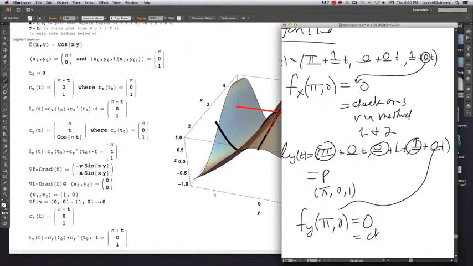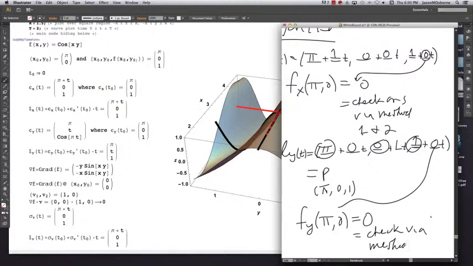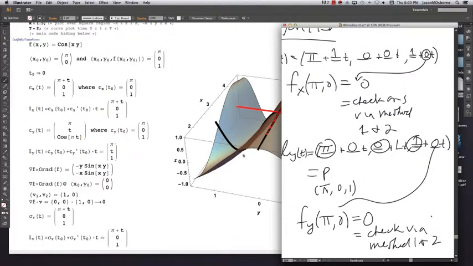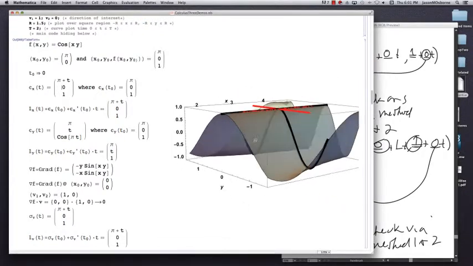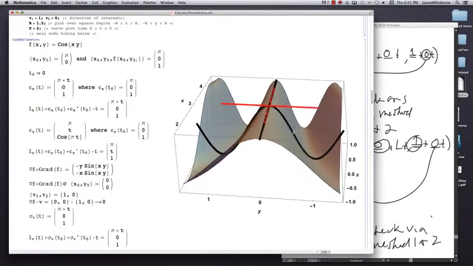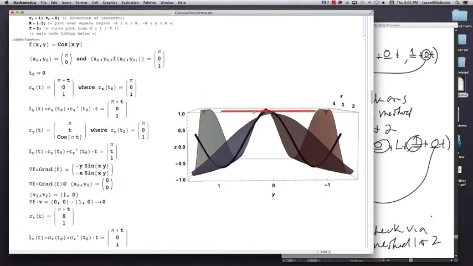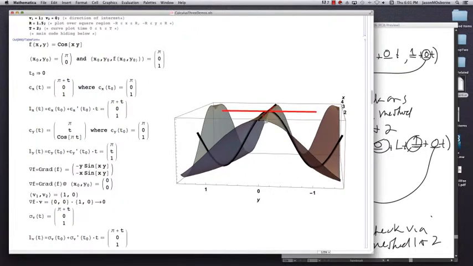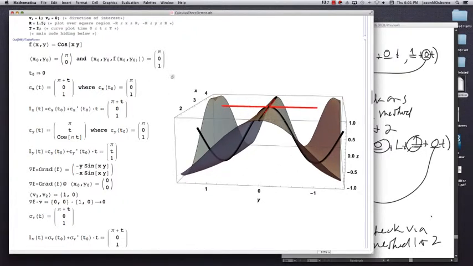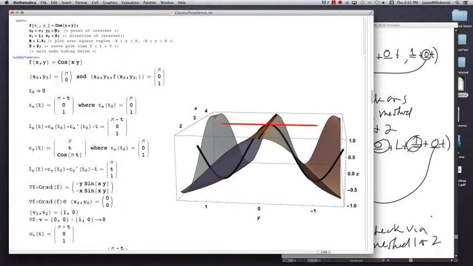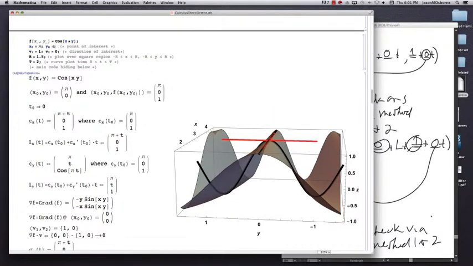And again, you should check that. Check via method 1 and 2. Okay. So those tangent lines don't look very interesting. The z value is not changing. The z value of those tangent lines is flat. Okay, it's the same z value. I think something more interesting would happen if we changed points. Let's try pi divided by 2.